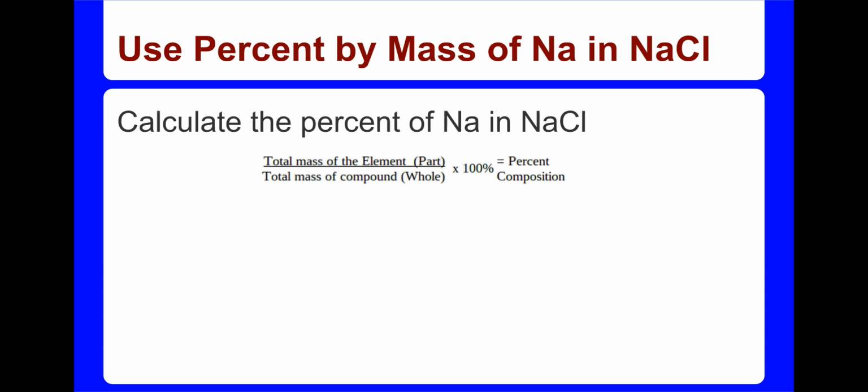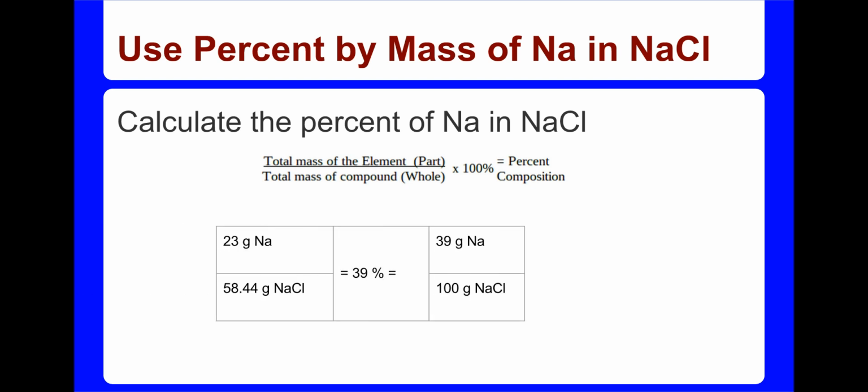To calculate the percent of any element in a compound, you take the total mass of the element divided by the total mass of the compound times 100%. Please don't forget to include units and the chemical formulas. So for example, 23 grams of sodium is in 58.44 grams of sodium chloride. The 58.44 grams of sodium chloride is the molar mass of sodium chloride. When we divide that and multiply by 100%, which I forgot to show here, you get 39%. Well, this is the same relationship as 39 grams of sodium in 100 grams of sodium chloride.